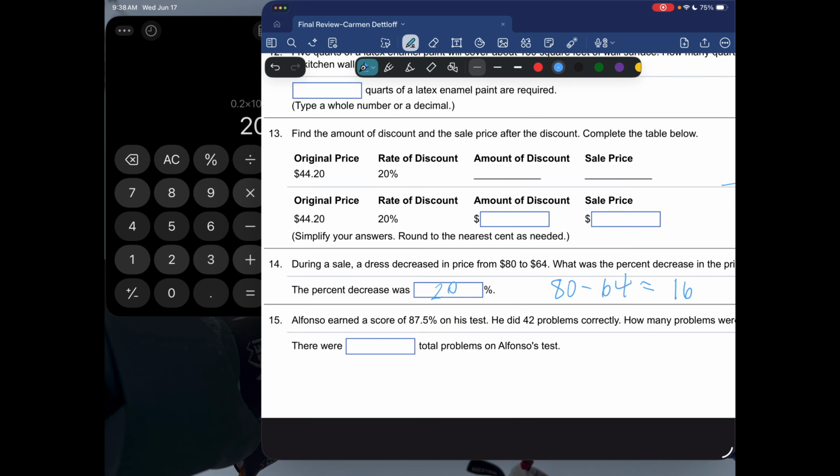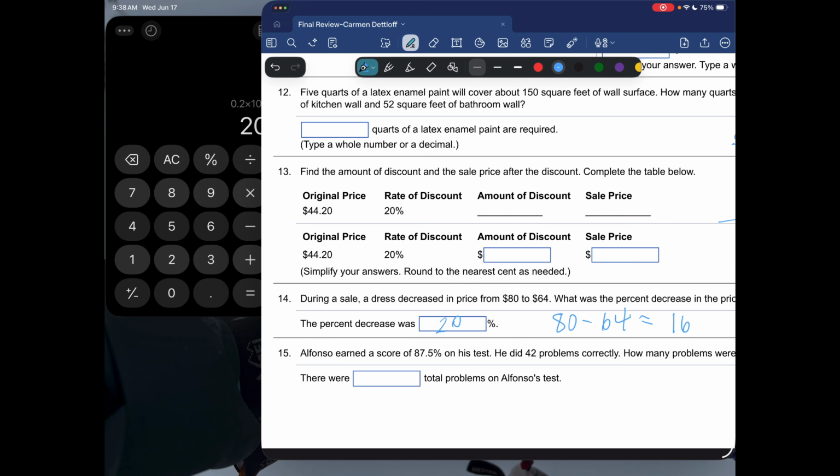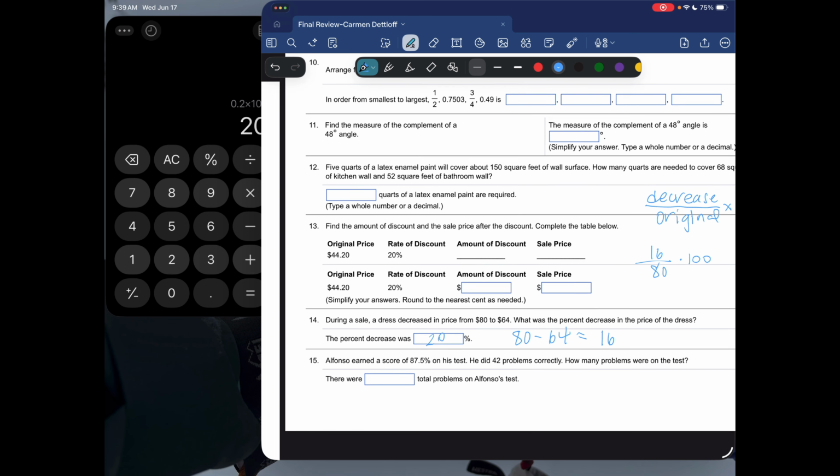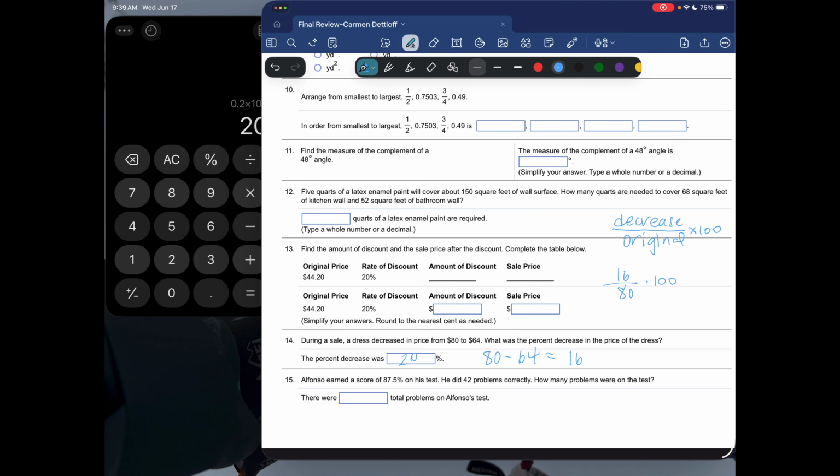Okay, last one on the review. Alphonse earned an 87.5 on his test. He did 42 problems correct. How many problems were on the test? Okay, first we're going to do percent over 100. So I've got 87.5 over 100 equals parts per whole. Okay, so he got 42 problems correct.